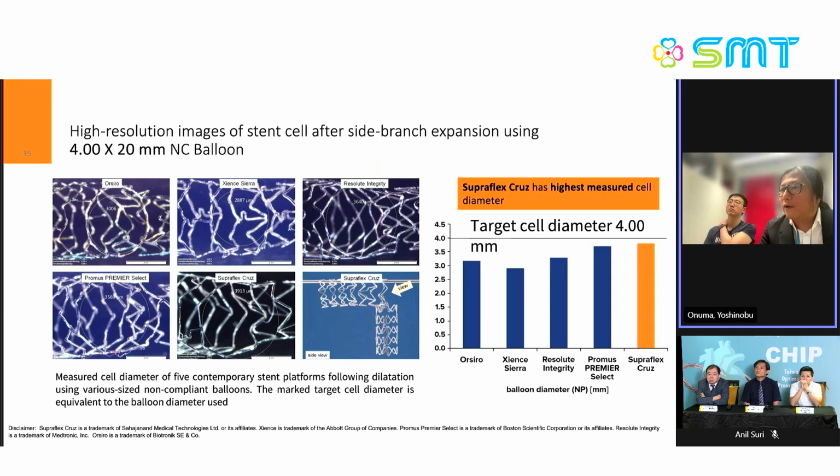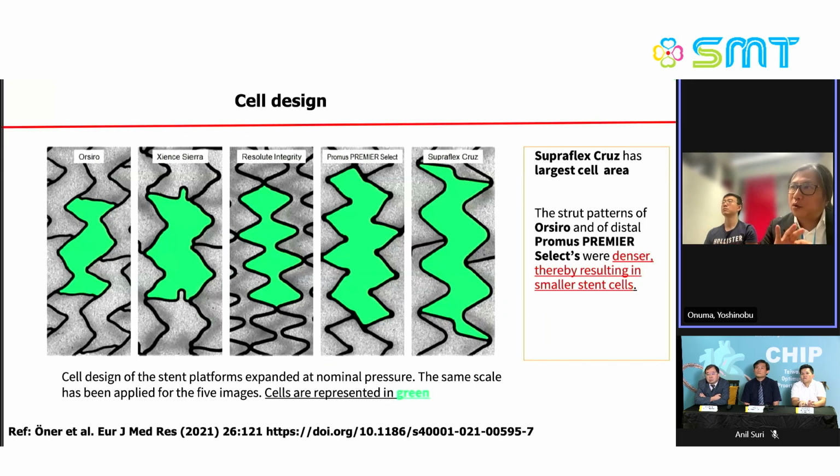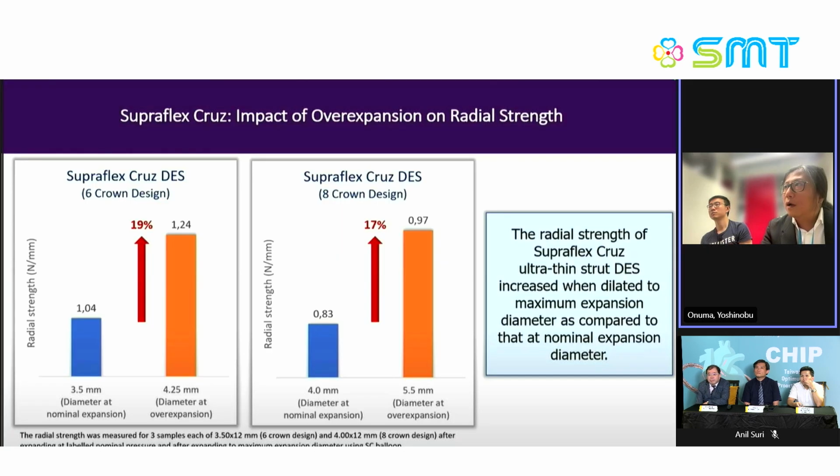There was also one publication in the European Journal of Medical Research showing that the cell diameter after the bifurcation is very high with the Supraflex stent. So there's no concern to do the left main stenting crossover, and you can open the cells very widely. So this could be considered as one of the stents for left main disease.